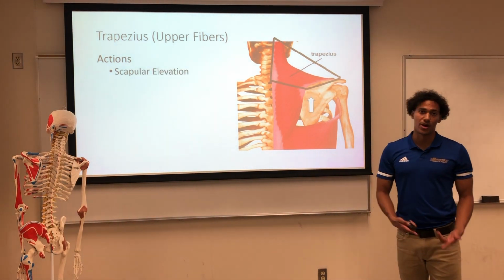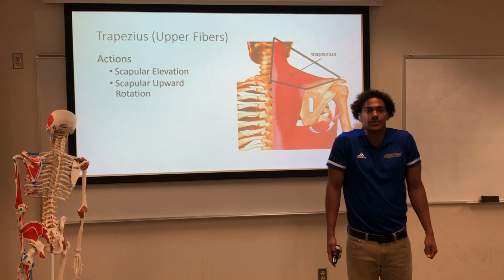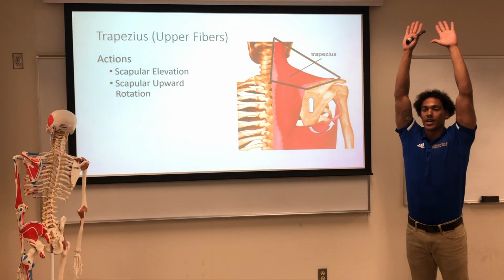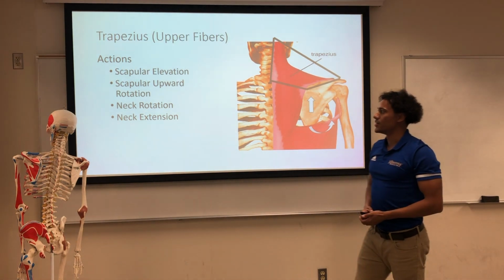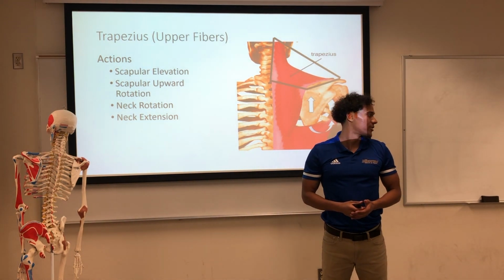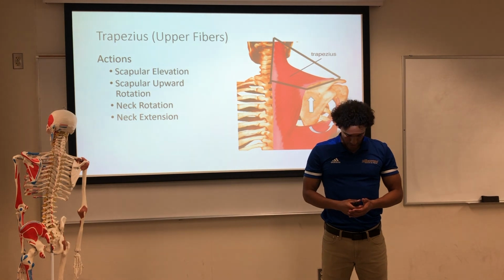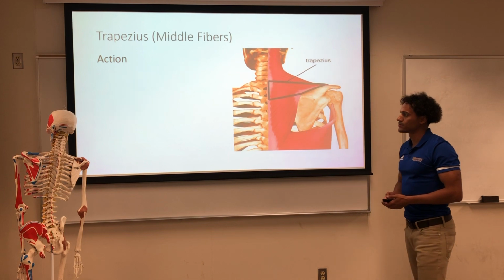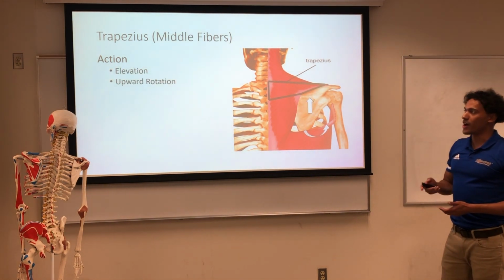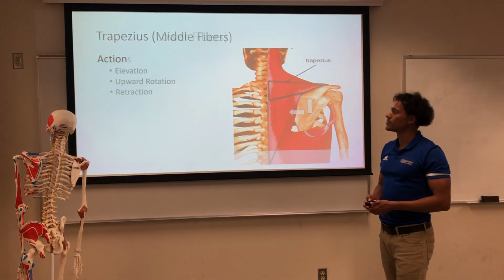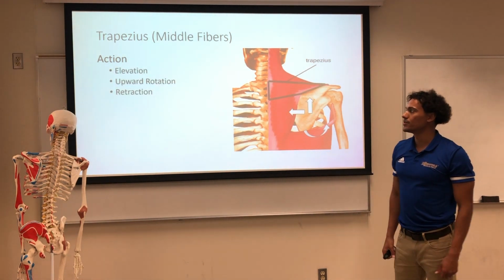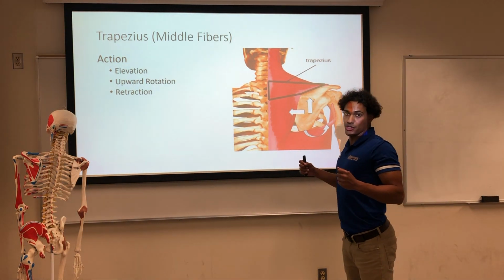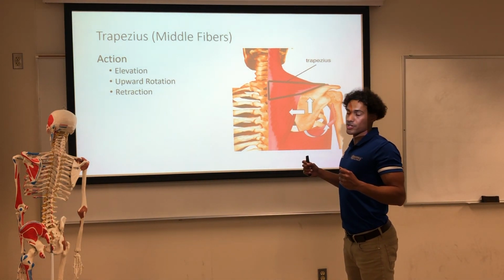Some of the actions of our upper trap: we have elevation. Next up, upward rotation, putting our arms above our head. Neck rotation, looking to the right or the left. And if we're in a flex position, neck extension. Those middle fibers have a lot of similar movements: elevation, upward rotation, and also retraction, which is going to be adduction, squeezing our shoulder blades closer together.